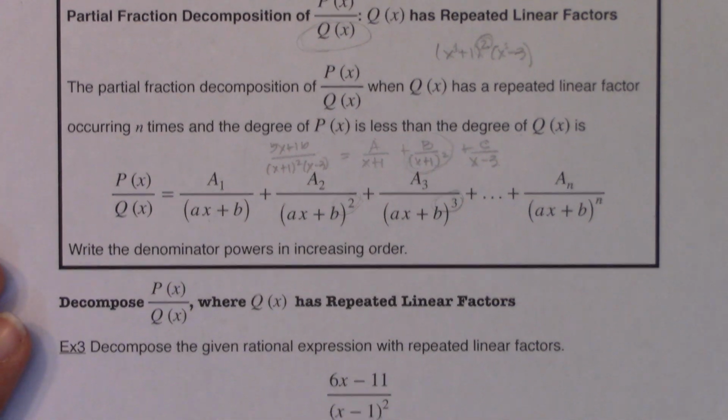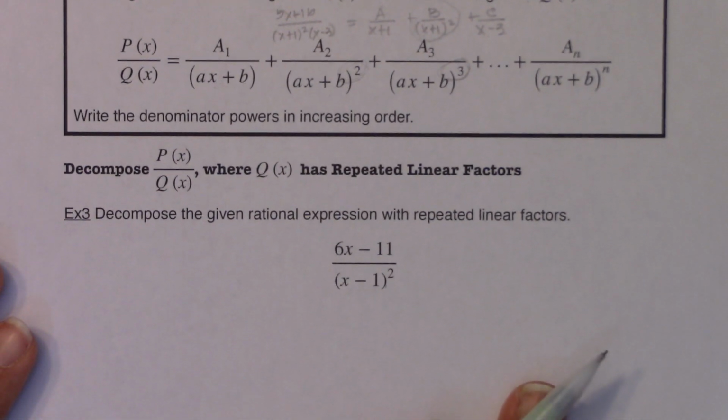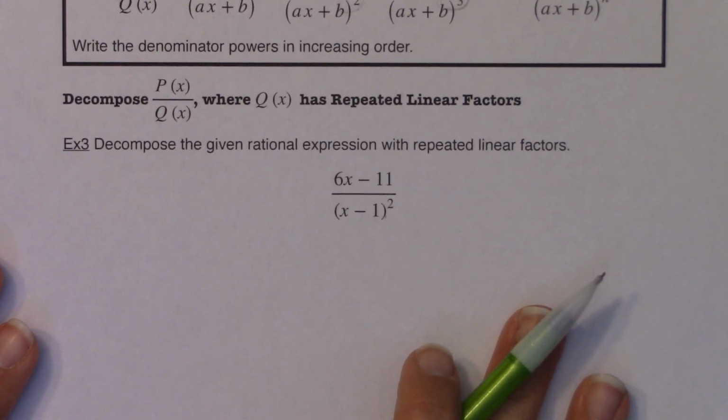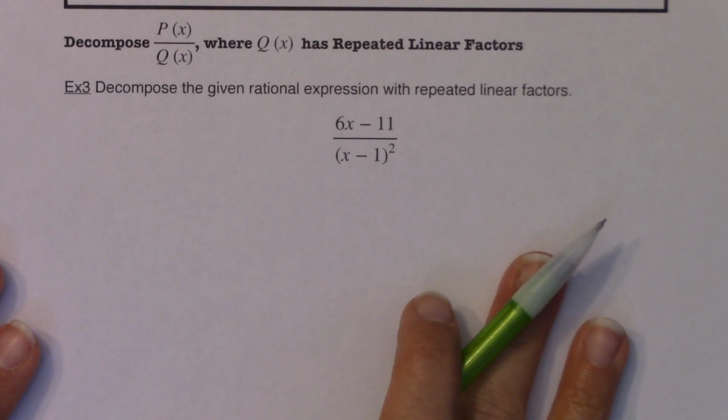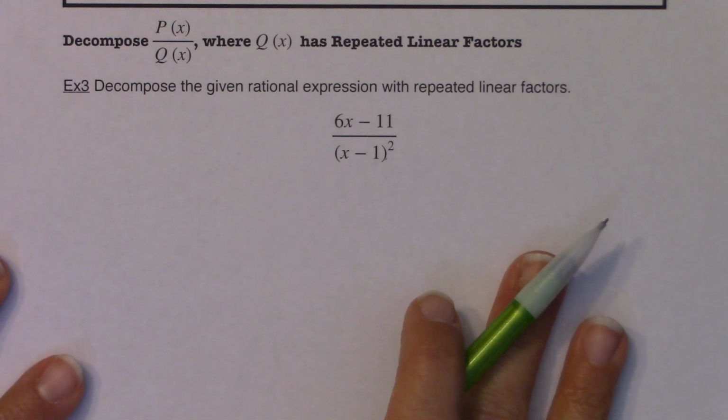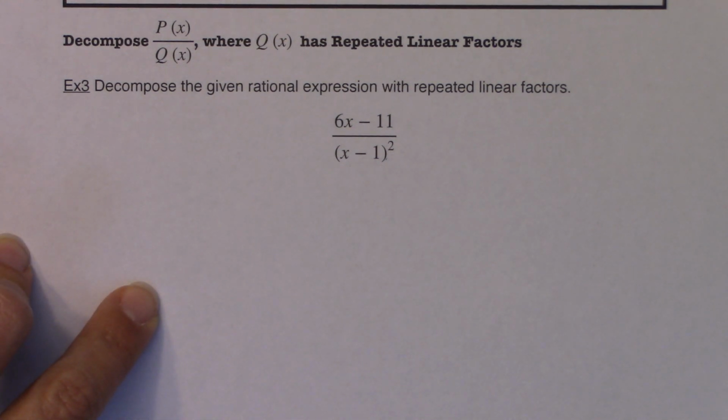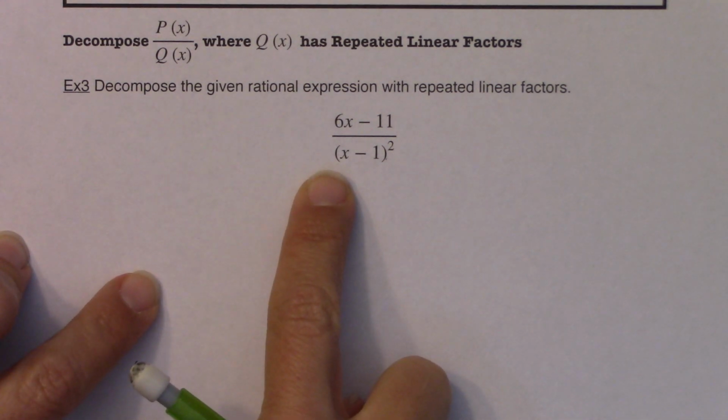So let's scooch this up and take a look at what we have in example 3. All right, let me scooch this all the way up. There we go. We're going to need all the space we can get. And let's go ahead and work this with that repeated linear factor.